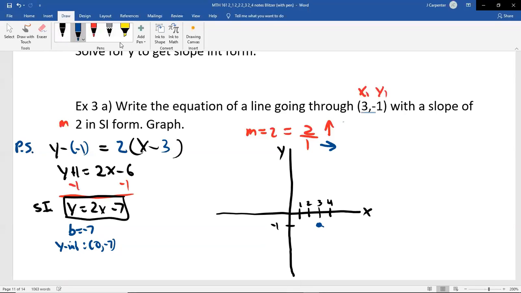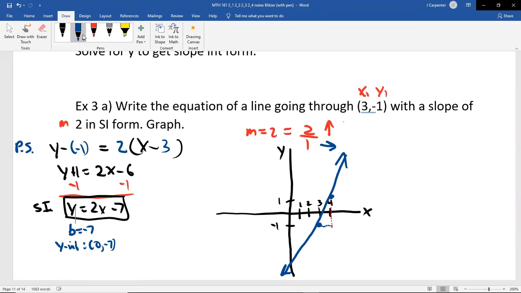And you don't have to show these little horizontal bits. I'm just trying to demonstrate the going right 1 aspect. And then we go up 2. So from a height of negative 1, we'll go up to a height of positive 1. How did I know that? I counted. I added. So up 1, 2. And there's our second point. Connect and extend. And boom.